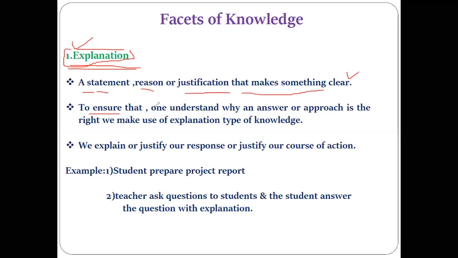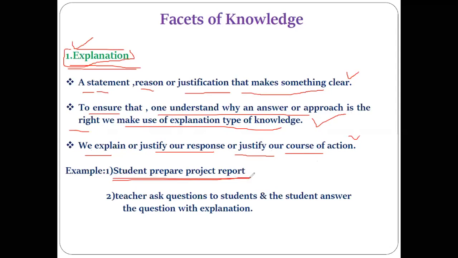To ensure that one understands why an answer or approach is right, we make use of the explanation type of knowledge. Is this statement correct? In other words, we explain or justify our response or our course of action through this explanation knowledge. Also, you must have prepared a project in the last year, the mini project, and for the explanation of that mini project you must have prepared the report also. Correct?